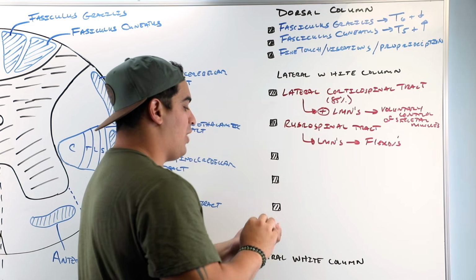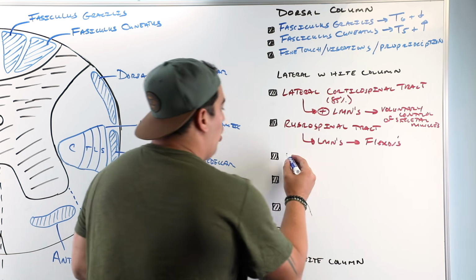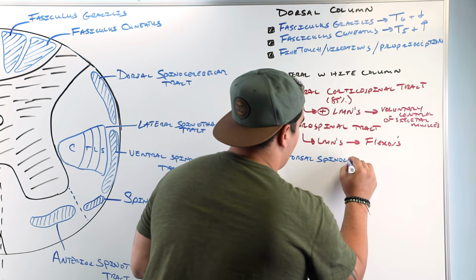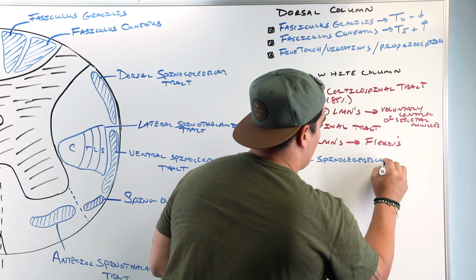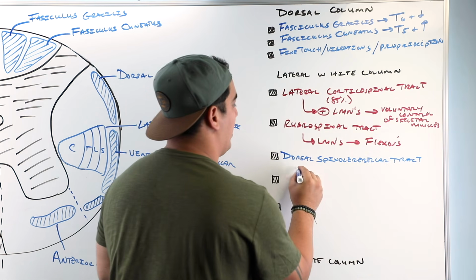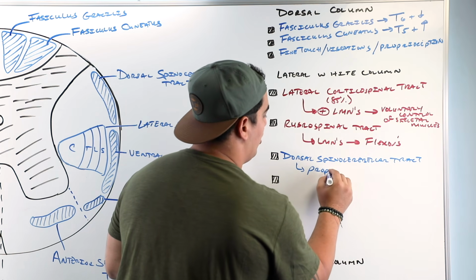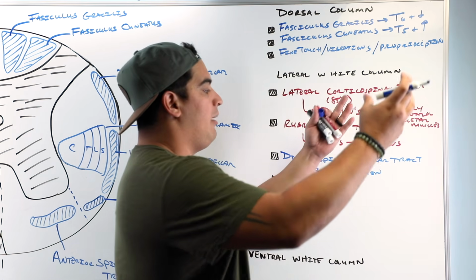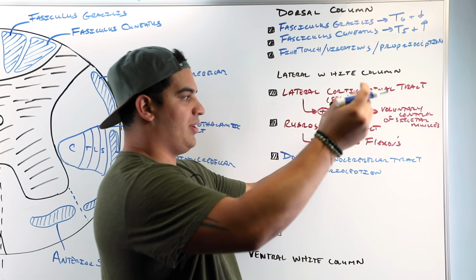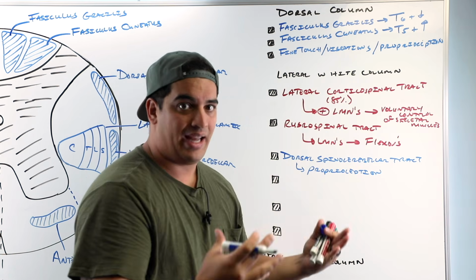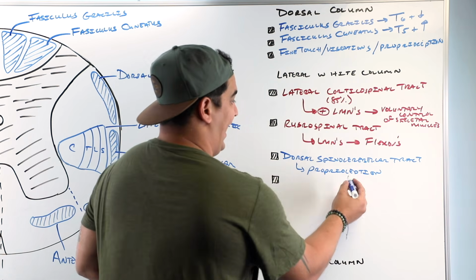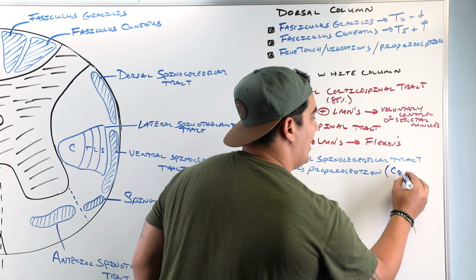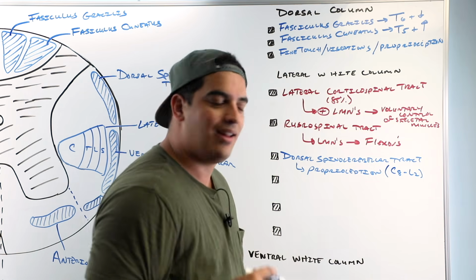What were some of the ascending tracts in the lateral white column? Do you guys remember? One of them was the dorsal spinocerebellar tract. Now the dorsal spinocerebellar tract, what did it pick up? It picked up proprioception. Again, for like the millionth time, what is proprioception? It is the three-dimensional position of our muscles, right? Our tendons, our ligaments, our joint capsules, all of that stuff in a three-dimensional space. It picks up proprioceptive sensations from what areas of the body? From C8 to L2 via Clark's column.